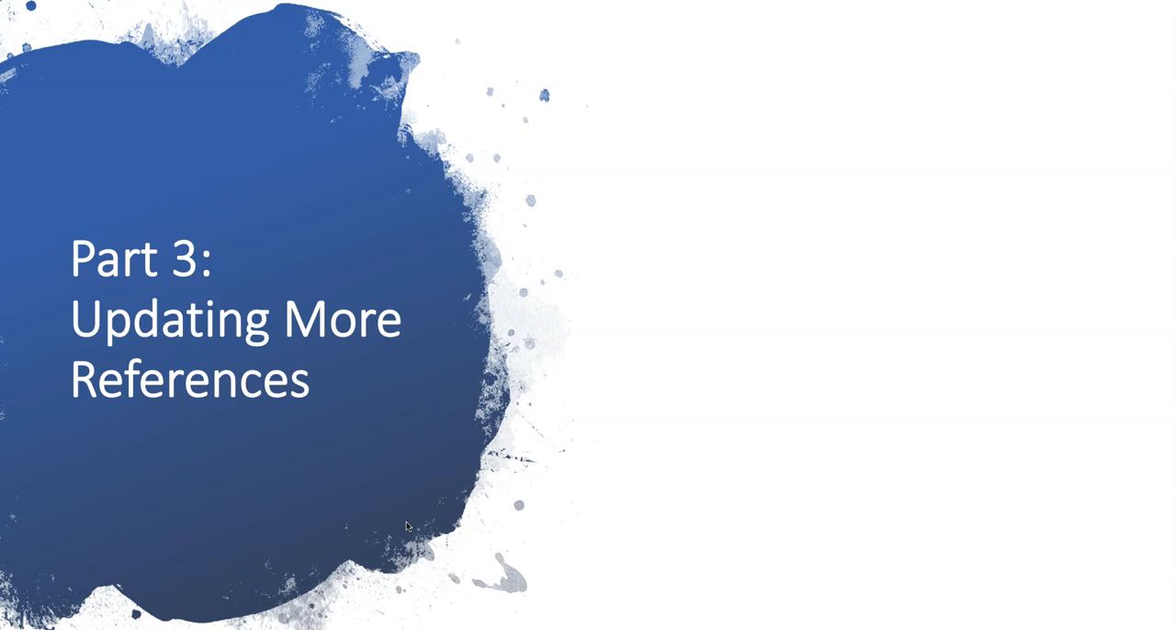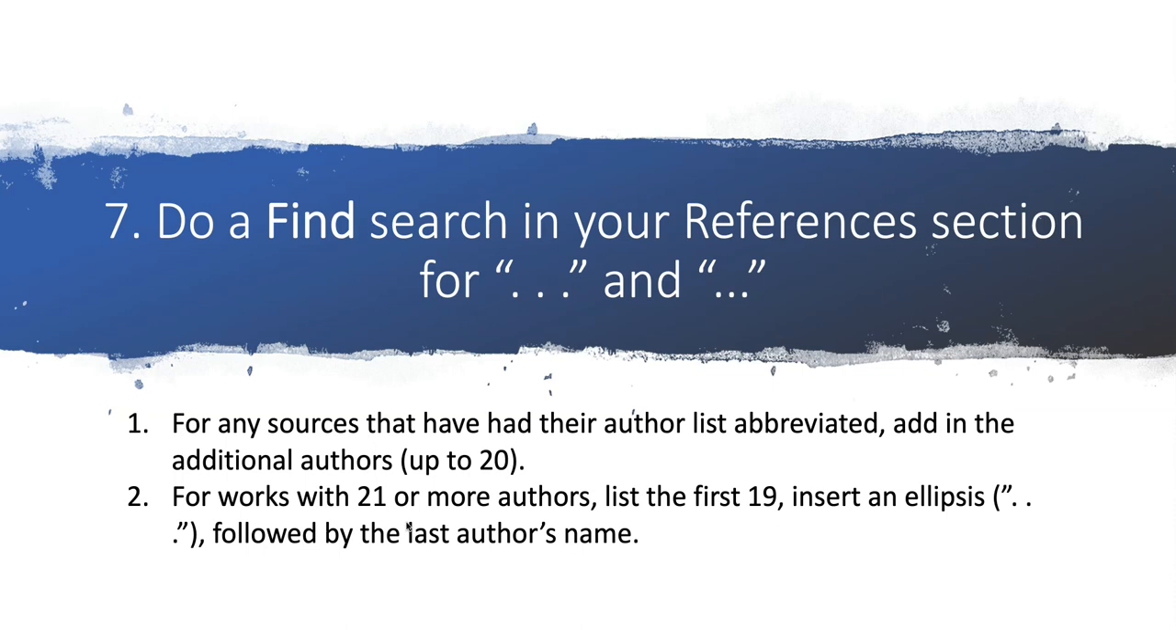Part 3, updating more references. Go ahead and do a find search in your references section for 3 periods separated by spaces or just 3 periods no space. Our goal is to find any sources that you might have abbreviated the author list because there were more than 7 authors. In APA 7th edition, you write out the full author list up to a maximum of 20 authors. So if you find any of these ellipses, they should be indicating that you abbreviated the author list. Plug in the new author list up to 20. If there's more than 21, you list the first 19, add period, space, period, and then the last author's name.